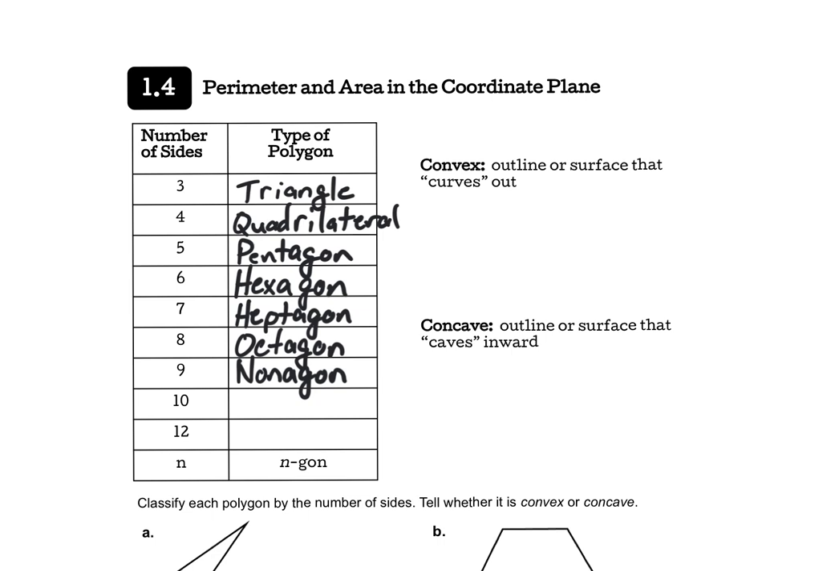10 years is a decade. You might have heard that before. 10 sides is a decagon. So the prefix dec, D-E-C, means 10.